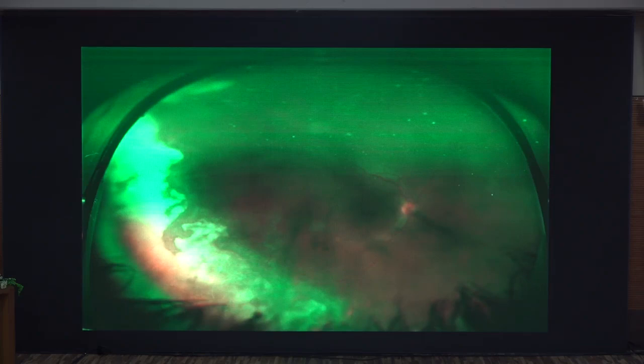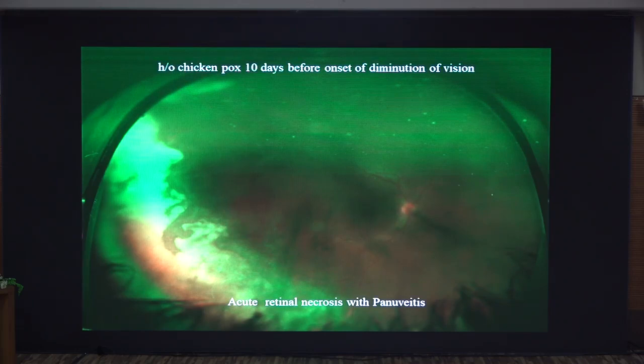Acute retinal necrosis. The presentation is so classical that sometimes the patient brings the diagnosis to you. The most you can do is ask about any history of chickenpox, and yes, the patient did give this history. I've written acute retinal necrosis with panuveitis because the patient also had some keratic precipitates.